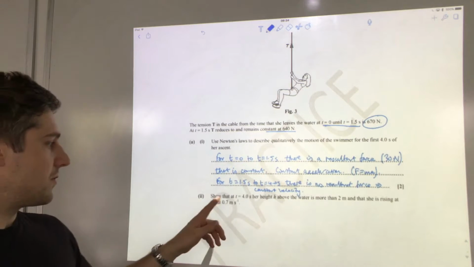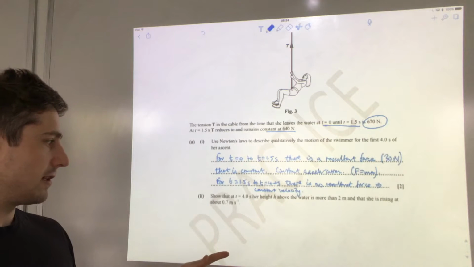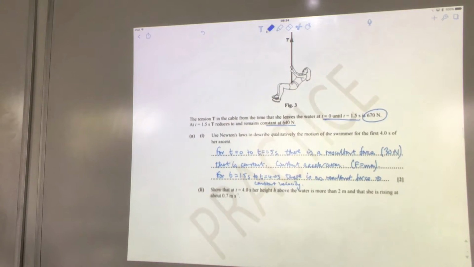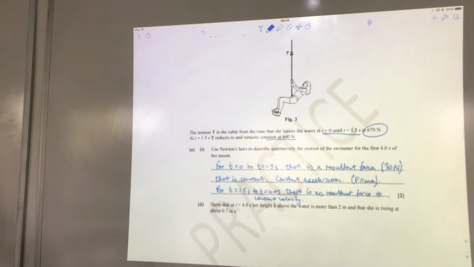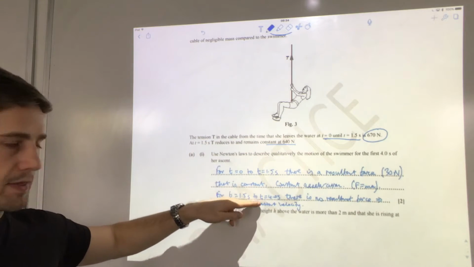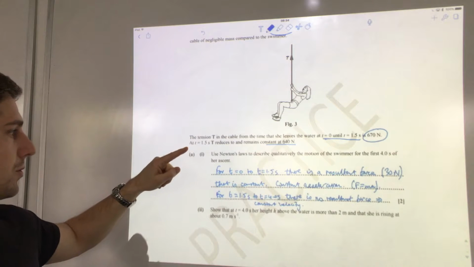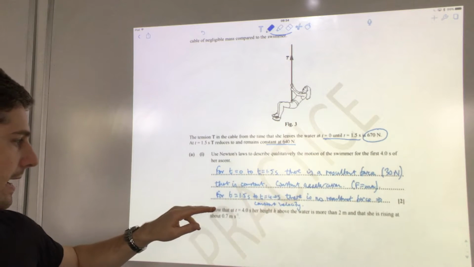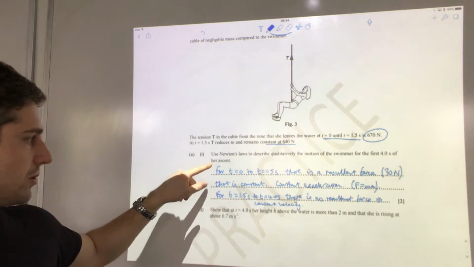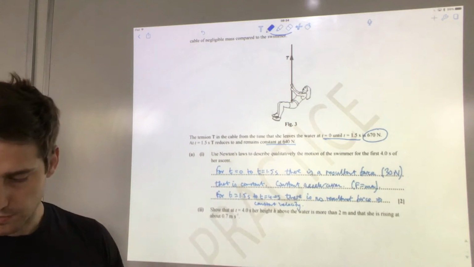Now we need to do some calculations for A part 2. Show that at t equals 4 seconds her height above the water is more than 2 meters and that she is rising at about 0.7 meters per second. So we have to bear in mind that there's two aspects to the motion. There's constant acceleration and then there's constant velocity. Both of those are going to contribute to the height, and then we'll use just the first section to work out what the final velocity is after she's accelerated.